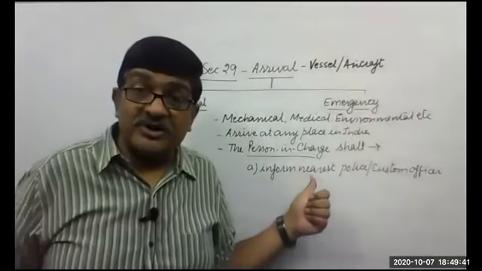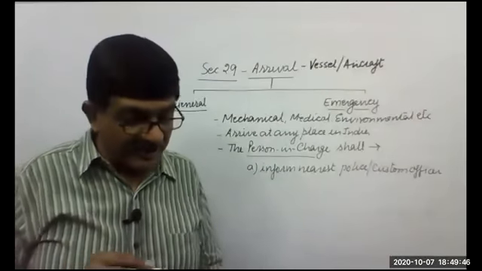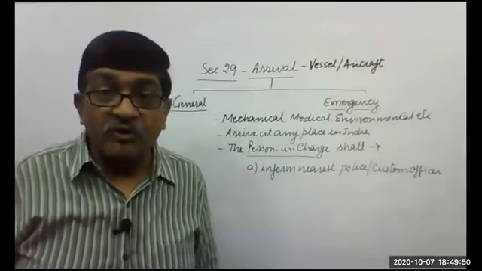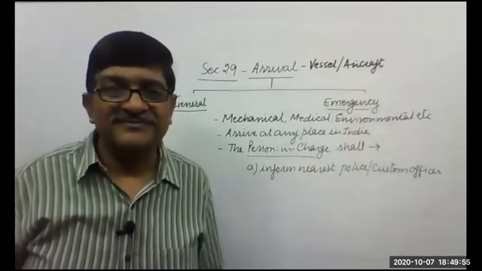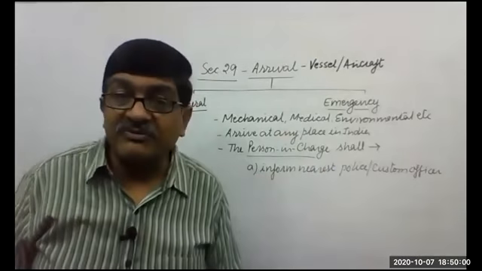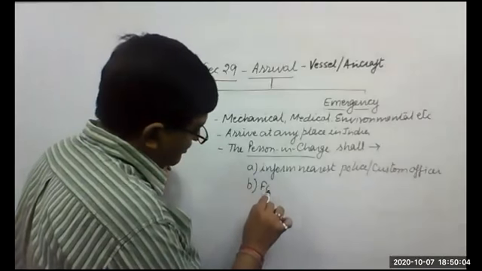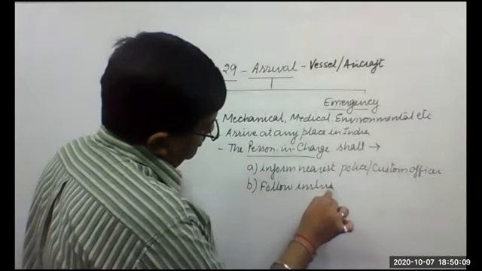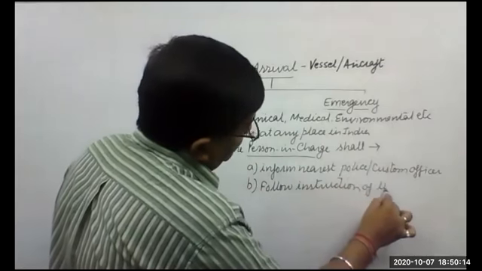If it is a genuine situation and where it is possible, because in case of emergency, quite possible, even giving the intimation is also not easy. And how do we know if you land at a random place, where is the custom officer, where is the police officer? So wherever practical, inform nearest police or custom officer. Number B. Follow instruction of the officer.